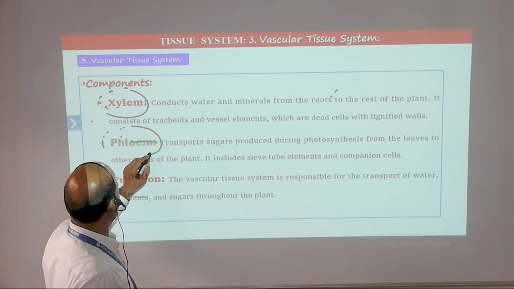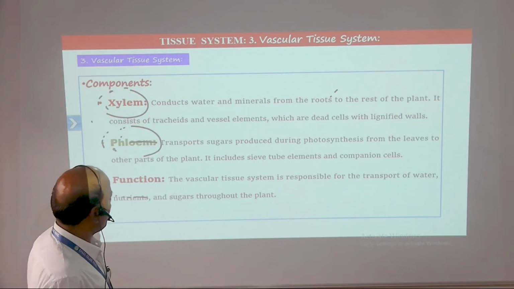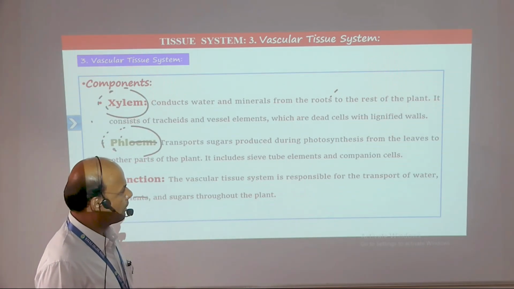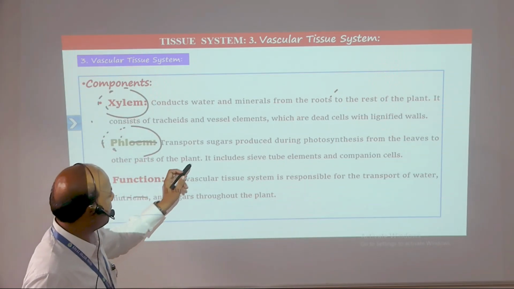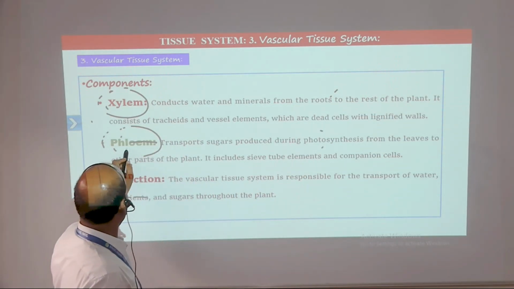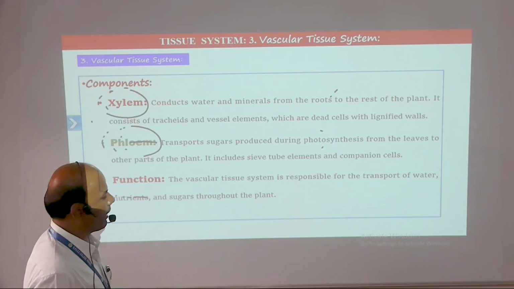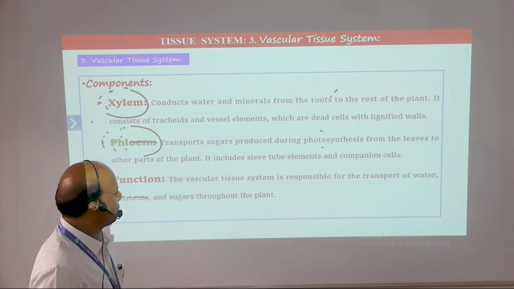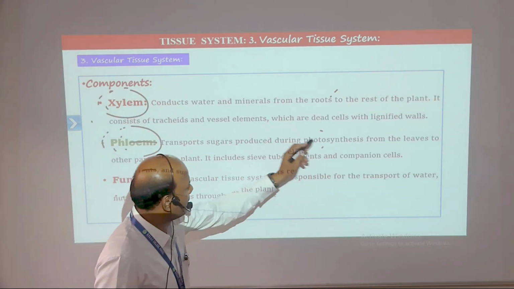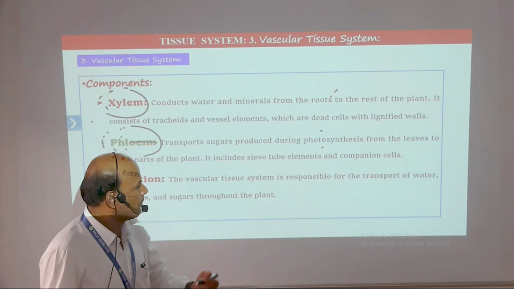The second type of tissue is phloem. It is the most important. It is a living tissue present below the cortex region. It transports sugars produced during photosynthesis from the leaves to the other parts of the plant. It includes sieve tube elements and companion cells. We will see the types of phloem and types of xylem in detail in the remaining slides.